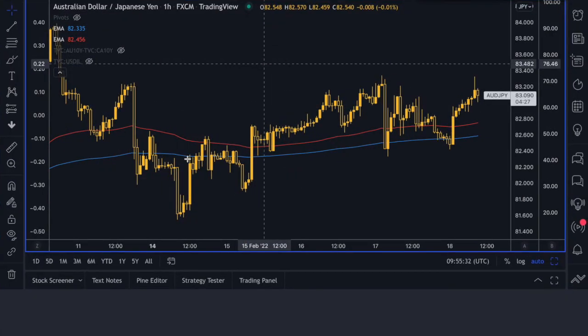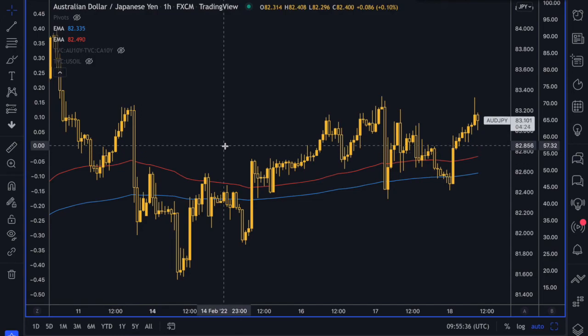There's a real skill in trading geopolitical risk events. I hope that's given you a little bit of an insight into how to do it.